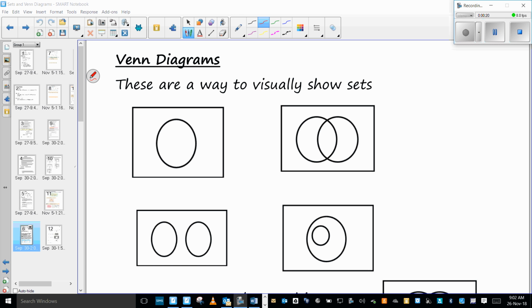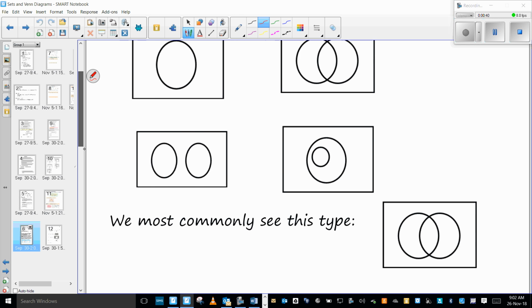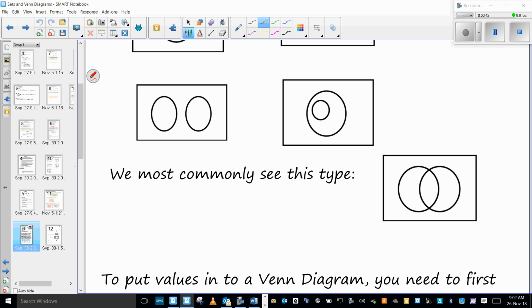What do we call the overlap? Does anyone remember what we call the overlap? So where there are common things to both of the sets. Nice, good reading. The intersection. And this, we've got two sets that have got nothing in common. And this one here is a set completely inside another set.